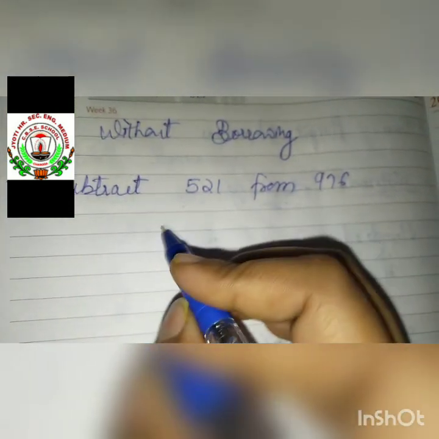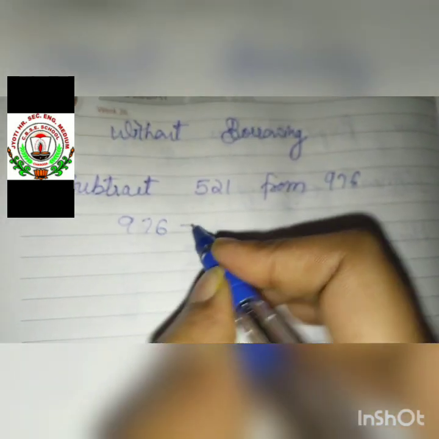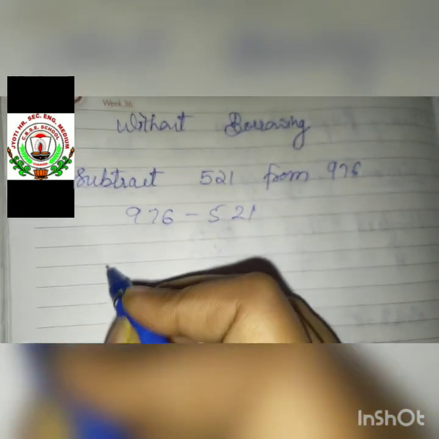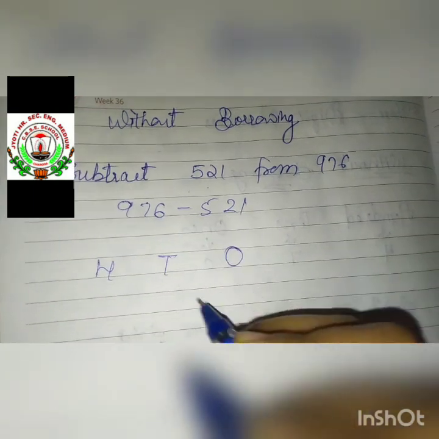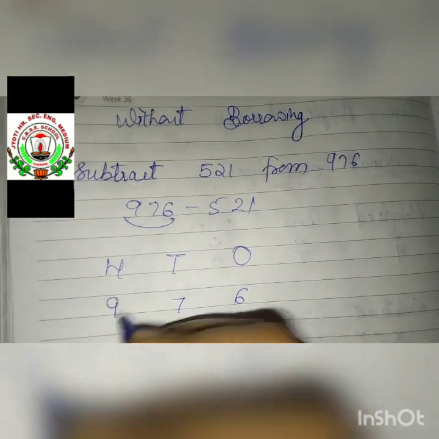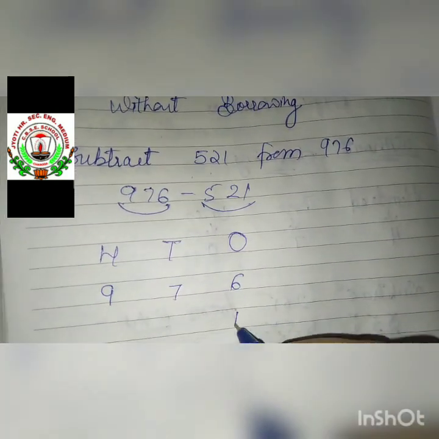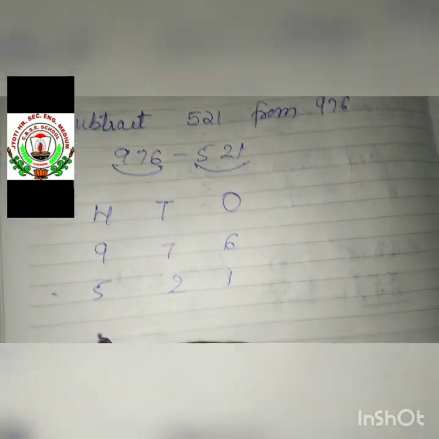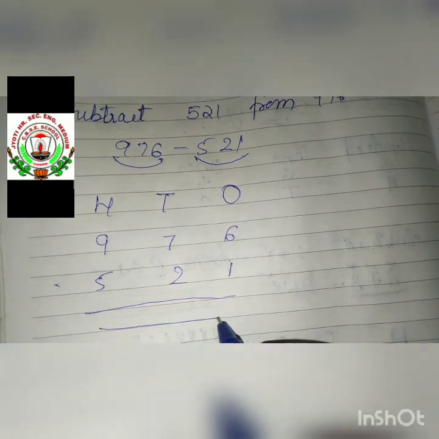976 and 521. We will write down 976, then 521. We will make 3 columns: hundreds, tens and ones. Write down the biggest number 6, 7 and 9. Then the smaller one 1, 2 and 5 like this. And we will put the subtraction sign and do the minus here.